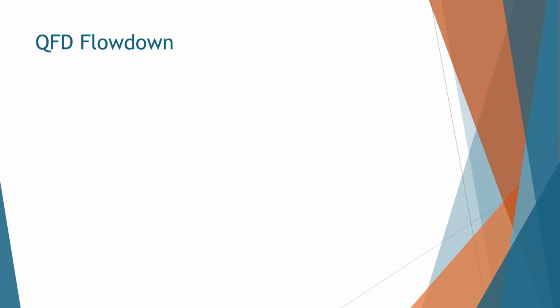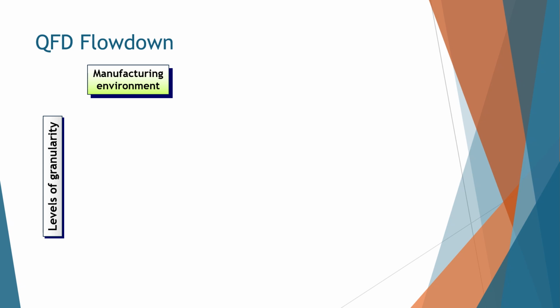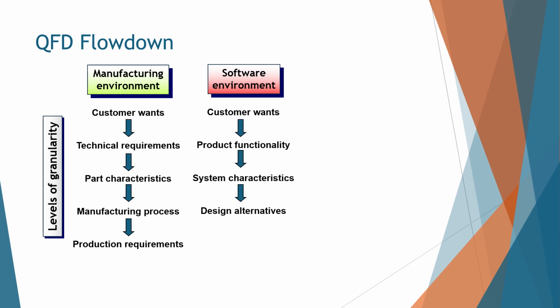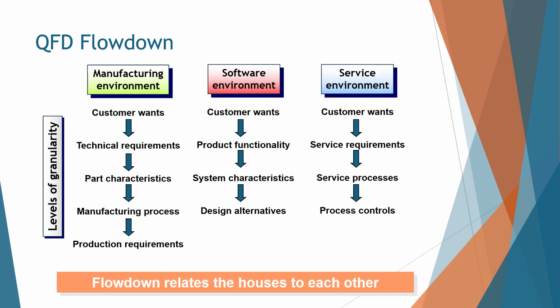The QFD flow down. You have the levels of granularity, manufacturing environment, you got the customer wants, technical requirements, part characteristics, manufacturing process, and production requirements. You have the software environment, customer wants, product functionality, system characteristics, and design alternatives. And you have the service environment, customer wants, service requirements, service processes, process controls. Flow down relates the houses to each other.